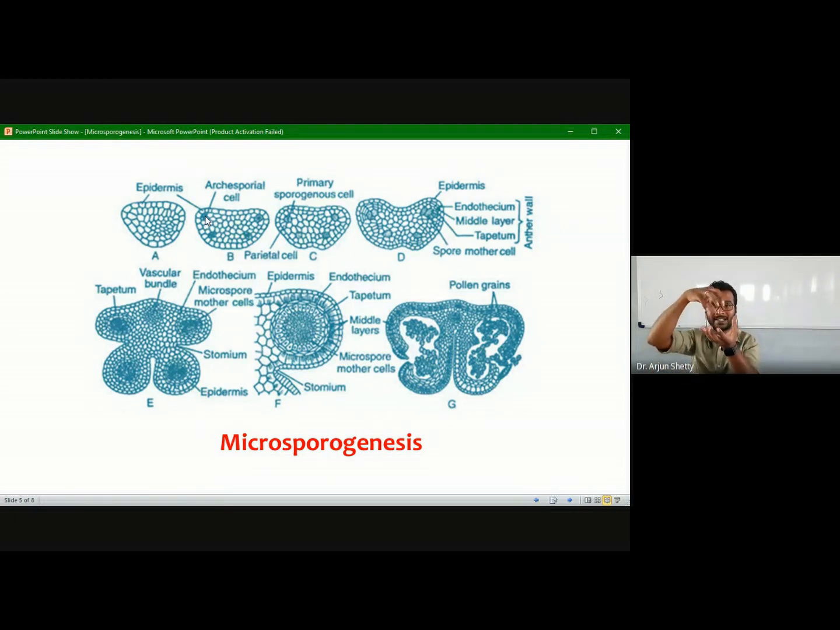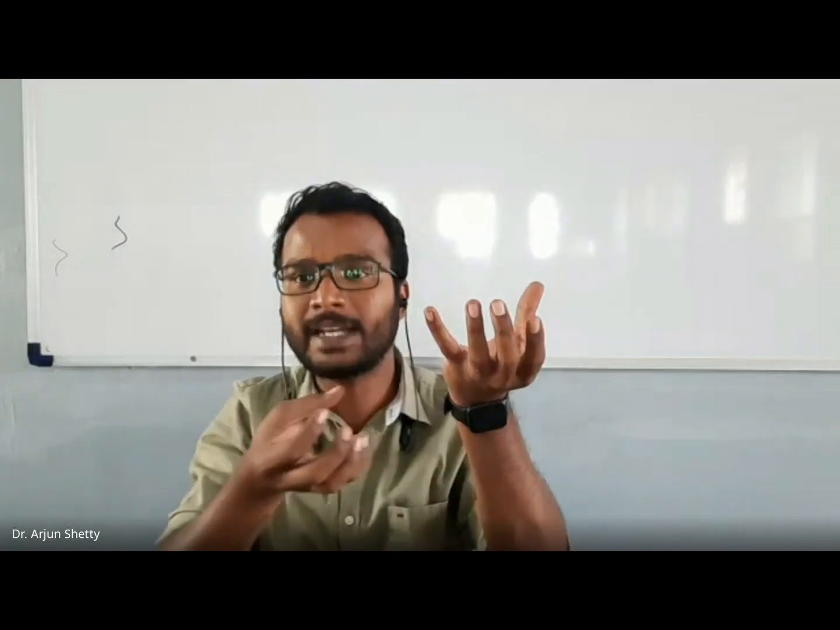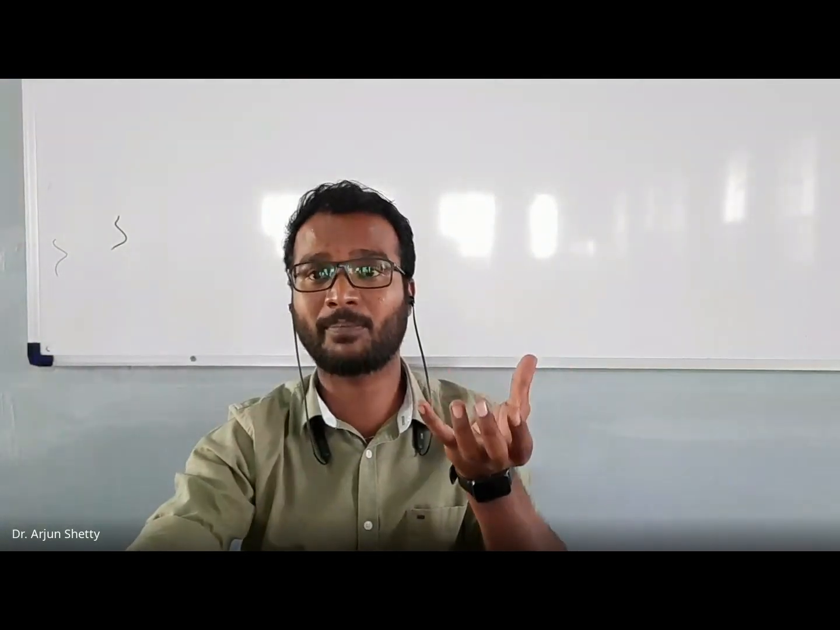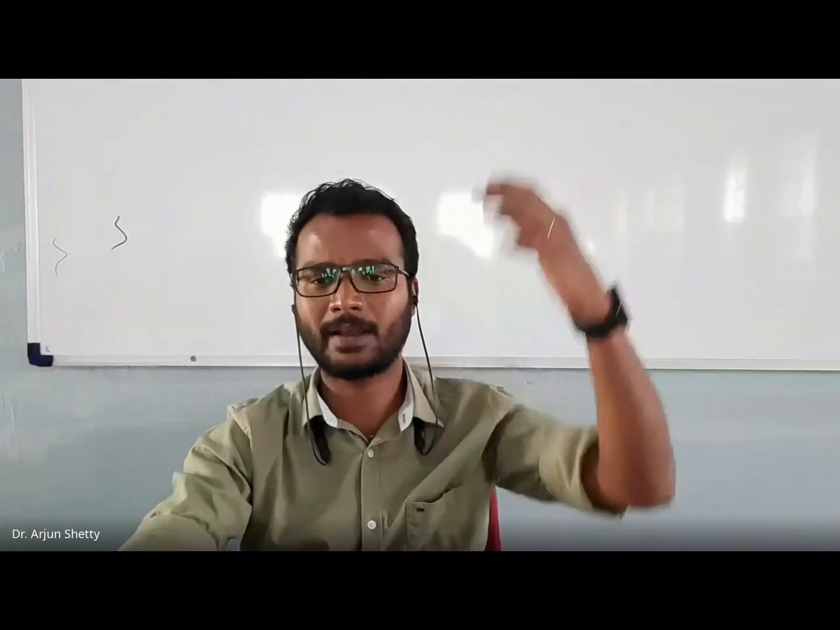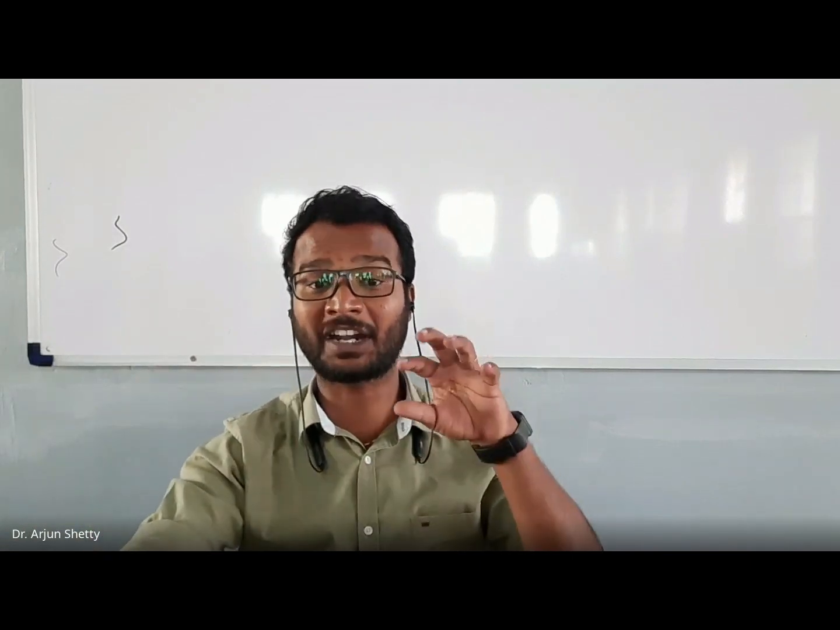Always remember that the parietal cells divide and form towards the epidermis, whereas the sporogenous cells divide and form towards the center. As there is development and division of the archisporial cells, you can see a shift in the shape of the anther, from oblong to finally a butterfly-like structure of the microsporangia.